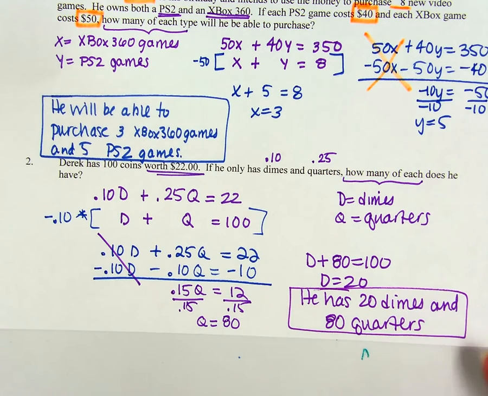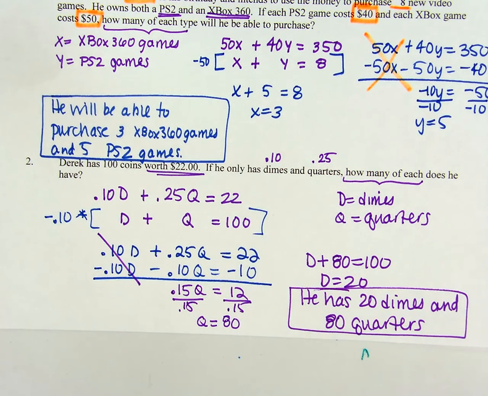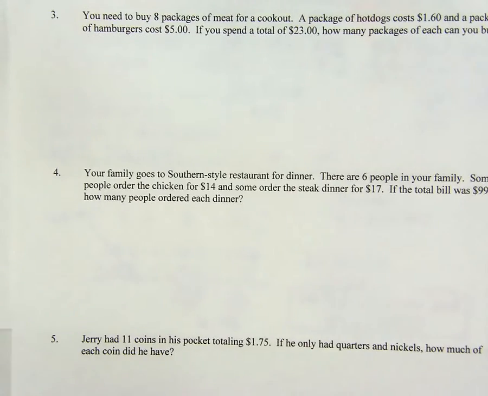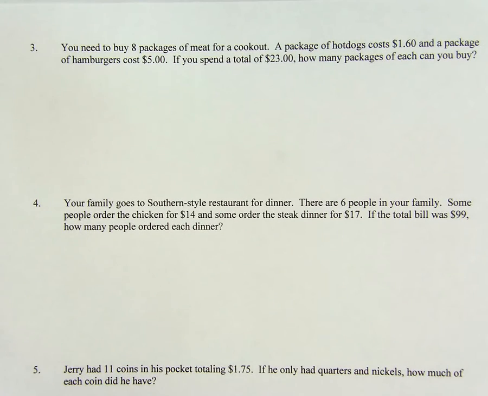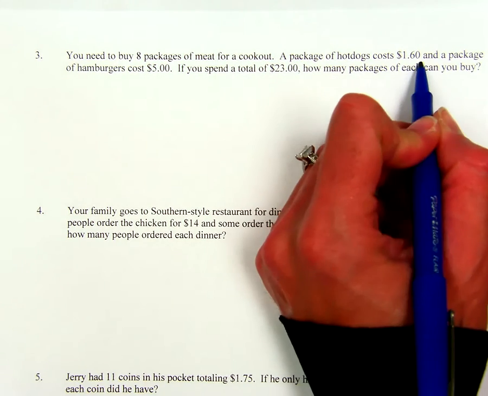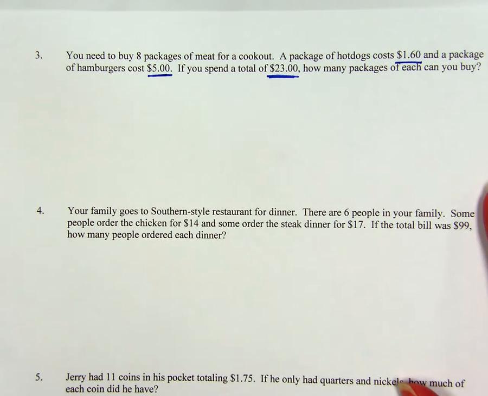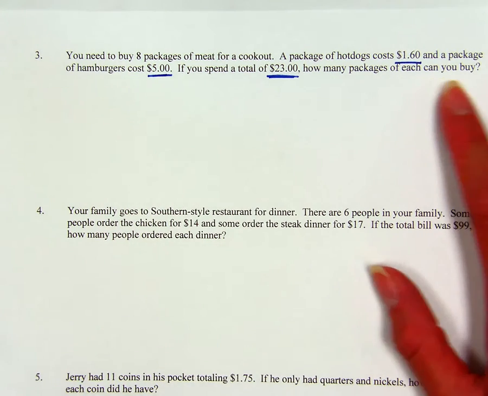The coins problems, anything with coins, are probably going to be the ones where they don't need to tell you what the cost of those items are, because you should know how much the coins are worth. All right, moving on. Number 3, you need to buy 8 packages of meat for a cookout. A package of hot dogs costs $1.60, and a package of hamburgers costs $5. If you spend a total of $23, how many packages of each can you buy?